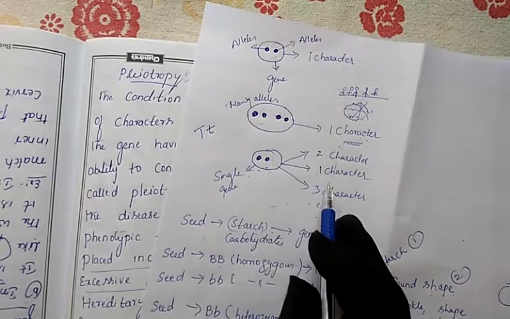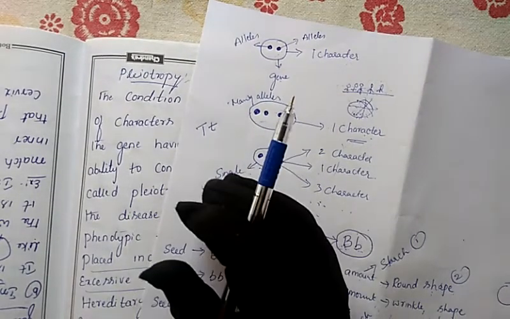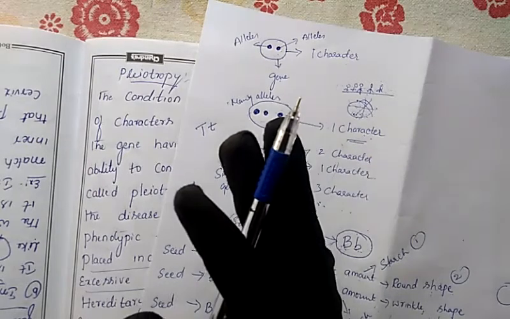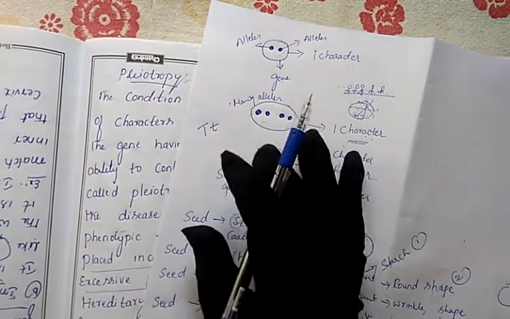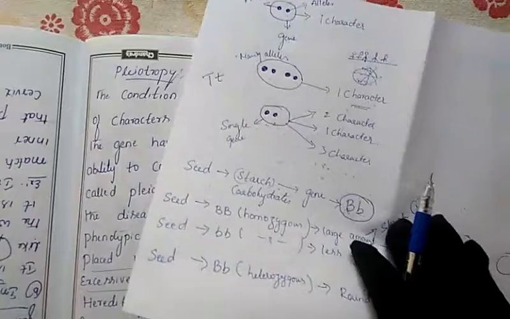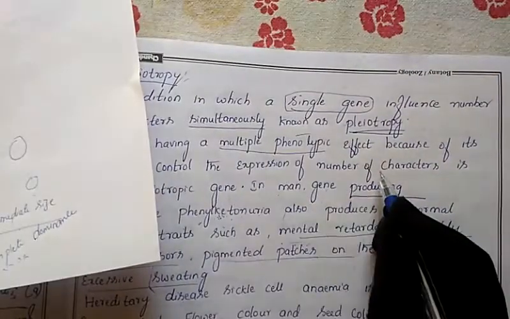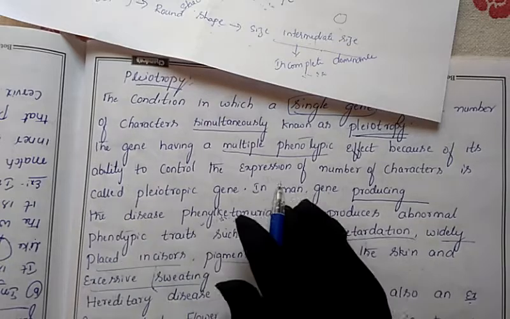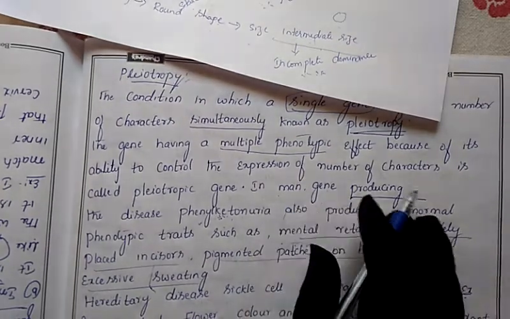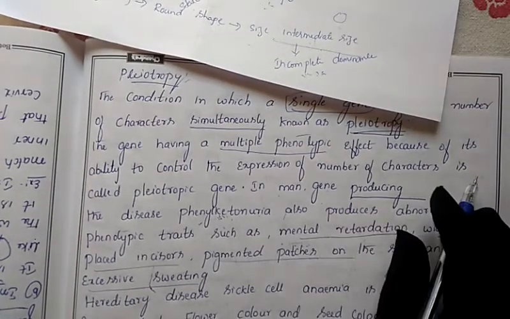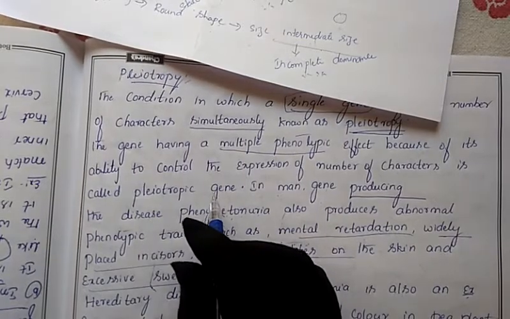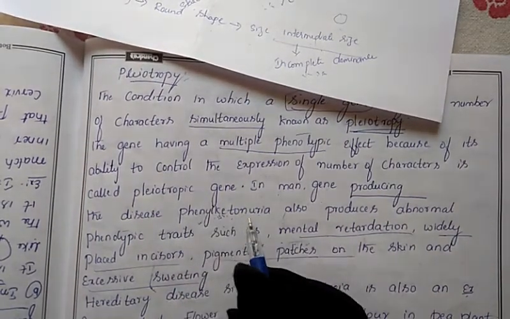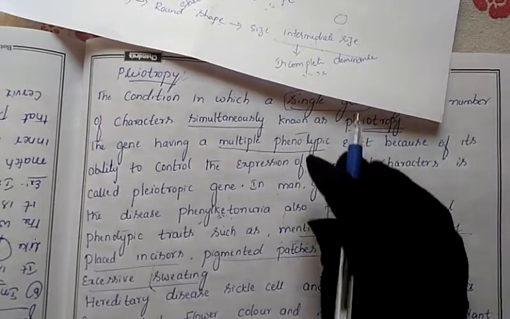One person can do many works only if that person has the ability to perform all that work. If the person does not have that capacity, he is unable to perform this work. But here the gene has the ability to control and express a number of characters simultaneously. So such types of genes we are calling pleiotropic genes. Next, here in case of man, one example has been given.